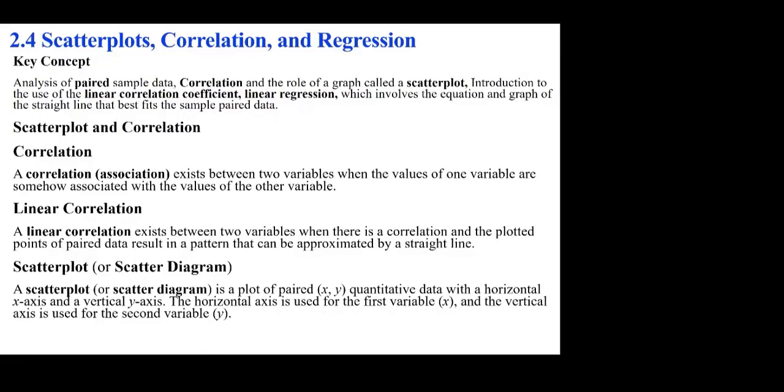And this last one, could somebody read that, please? Scatterplot. A scatter plot or scatter diagram is a plot of paired x,y quantitative data with a horizontal x-axis and a vertical y-axis. The horizontal axis is used for the first variable x, and the vertical axis is used for the second variable y. Thank you so much.